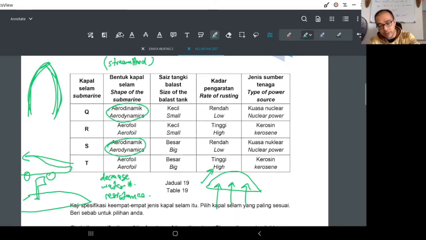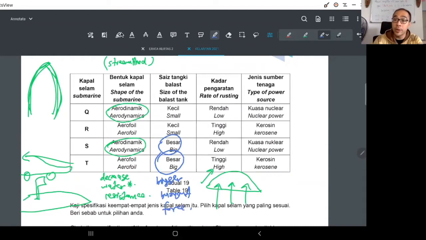Size of the ballast tank. Okay, the size of the ballast tank should be big. Because when you have a big ballast tank, you will have a bigger buoyant force. And that's important. A lot of people, and this one I have heard before, a lot of people tend to choose the smaller ballast tank.